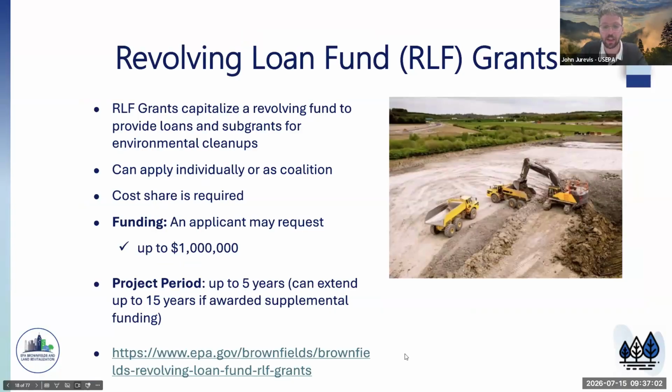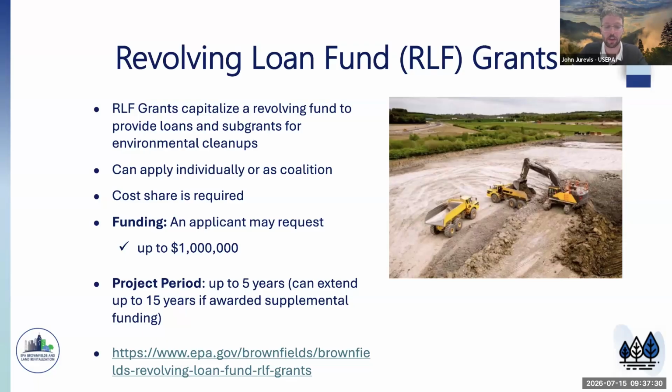So this is the last grant that we are offering this year. And as I mentioned, this is taking the place of multipurpose for the year. So revolving loan fund grants, this is by far our most complex program and grant type. If you are interested in this grant type, I highly recommend using the link at the bottom of this slide to learn a lot more about the program and what it takes to set up and run an RLF program as a grantee.